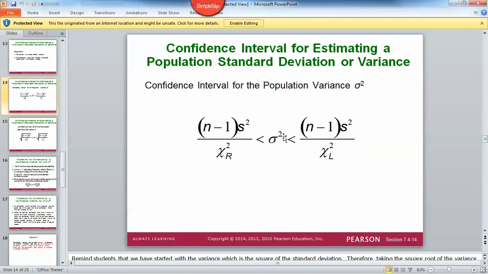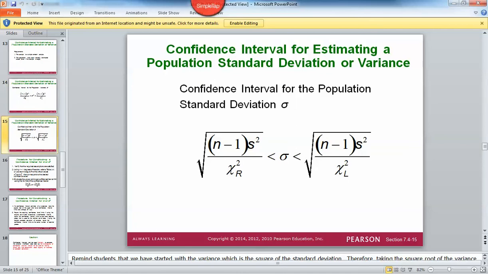Now, what do you think the difference in this formula is, just if we had to guess, if we were estimating the standard deviation instead? What would you have to do to this to make it just sigma? Take the square root of it, right? So the formulas that you use for population standard deviation is really just the square root of the left and the square root of the right. Okay, and if I go to the next slide, you can see that's what they show. It's the same thing, just radicals.